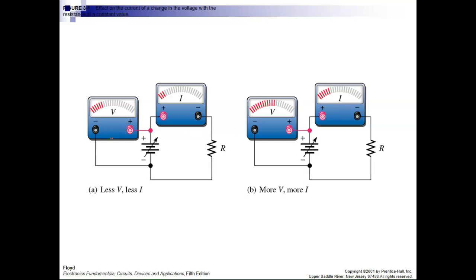So if voltage is going down, current goes down. If voltage goes up, current goes up, as long as your resistance remains the same. That's only if your resistance does not change.